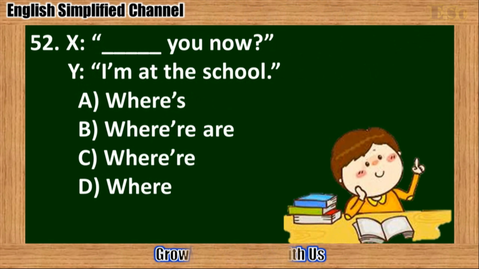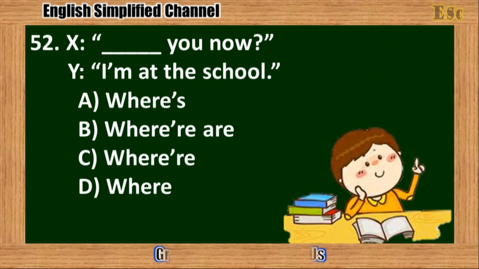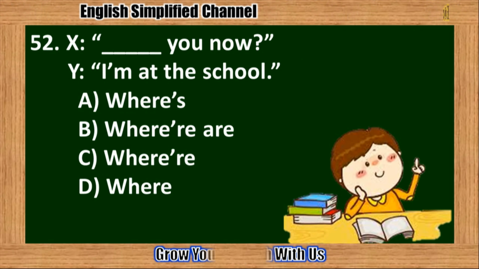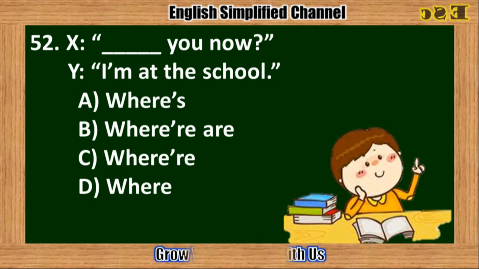(52) Blank, you now? I'm at the school. A. Where's? B. Where are? C. Where? D. Where?